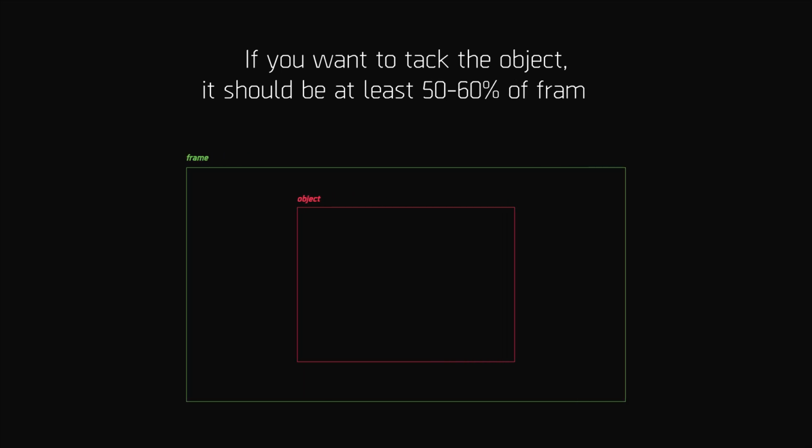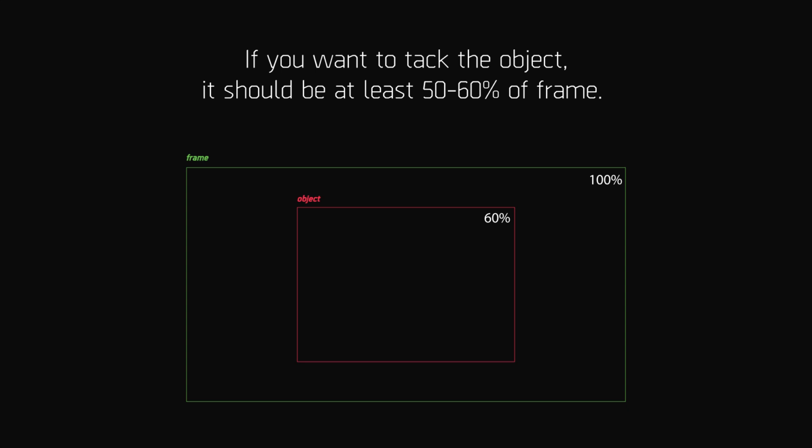And here's the key point about object tracking. Your object needs to take up at least 50% or 60% of a frame. If your object is too small, the program won't be able to catch it, so your tracking won't work. But if your object takes up enough space in a frame, everything should work well.